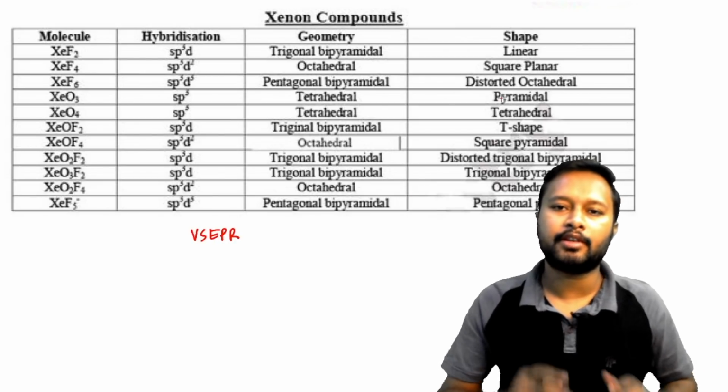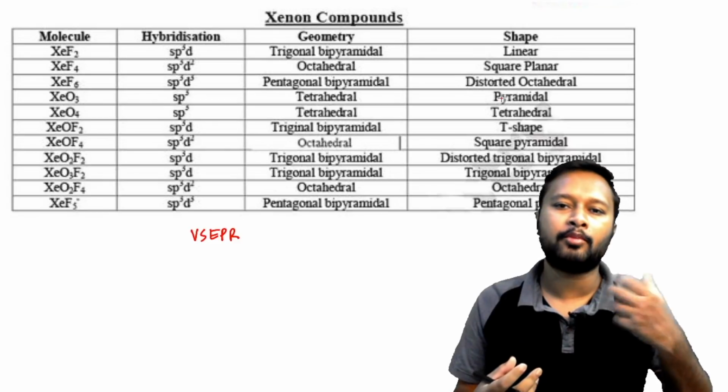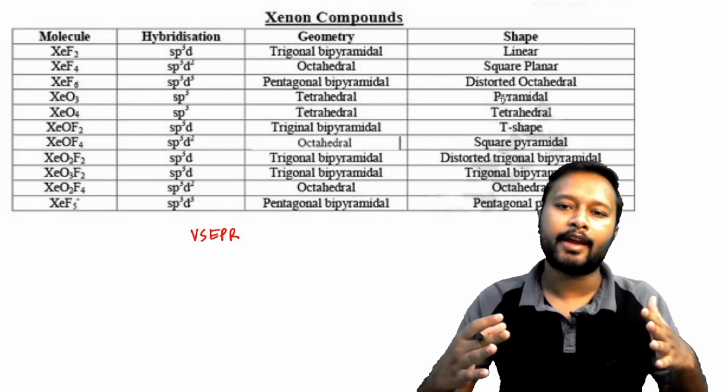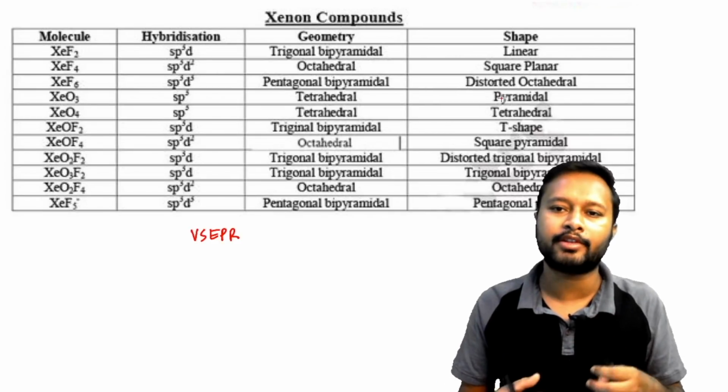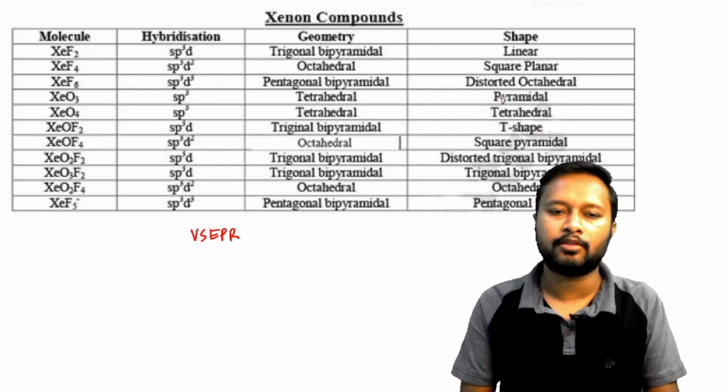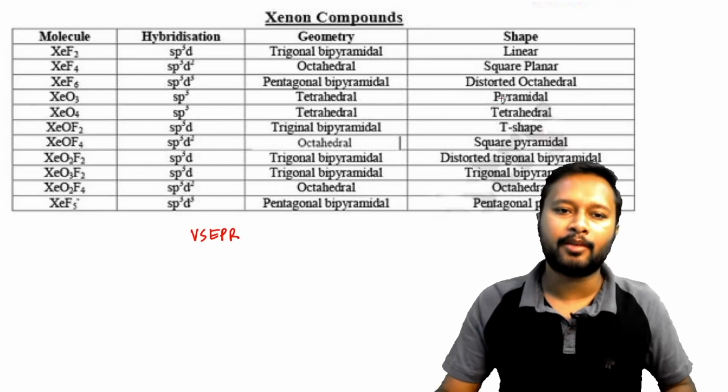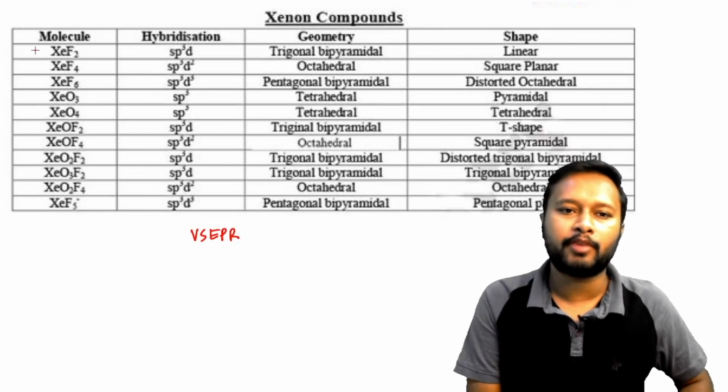The shape depends upon how many bond pairs and how many lone pairs there are. You exclude the lone pairs and just look at the bond pairs and how they are arranged, and that gives you the shape of the molecule. So the structure is very important. You should be able to make the structures of the molecules.